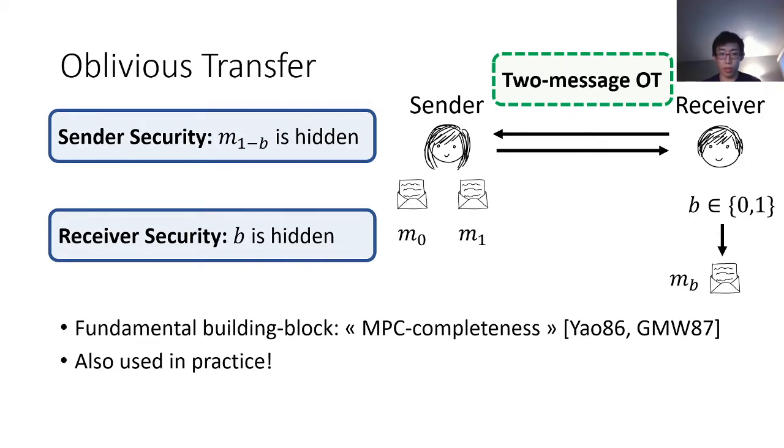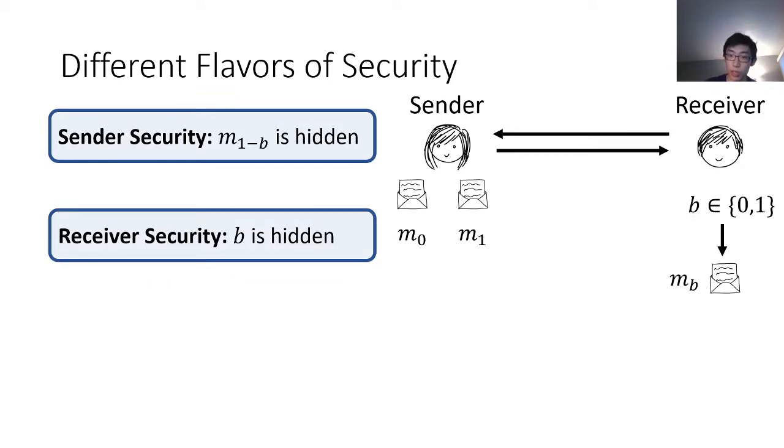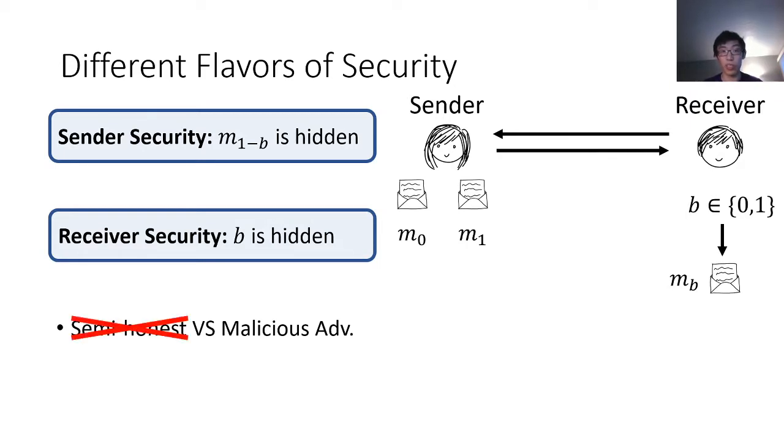Let me dig a tiny bit more into details as to what flavors of security we're interested in. What I gave just before was just a rough intuition of what one might require from an OT, but there are actually several flavors of it. First, we might consider whether we provide security against adversaries who still follow the specifications of the protocol, that would be semi-honest adversaries, or full-blown malicious adversaries that can just behave arbitrarily. In this work, we'll consider malicious adversaries.